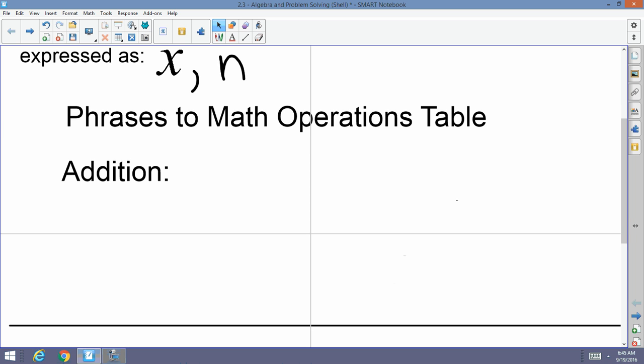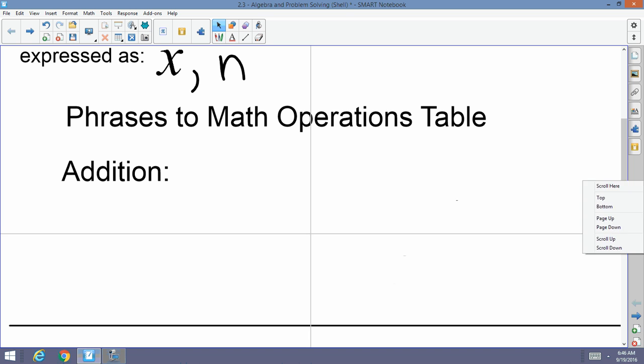I'm going to give you a little table here of word phrases to math operations. I'm going to go through individual words or phrases that indicate each operation, and I want you to go ahead and hit pause after I go through all of them so you can have time to write them down.